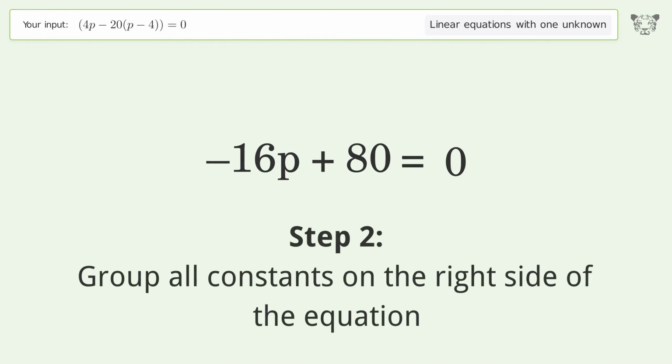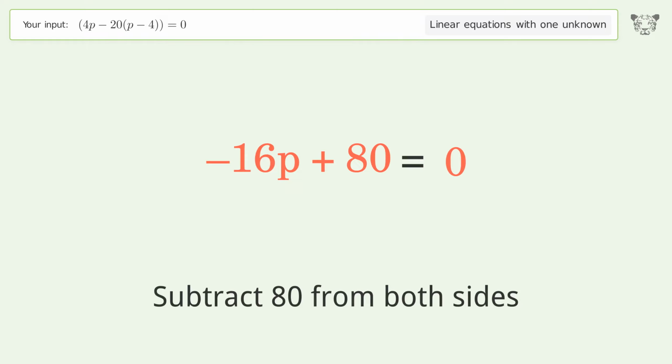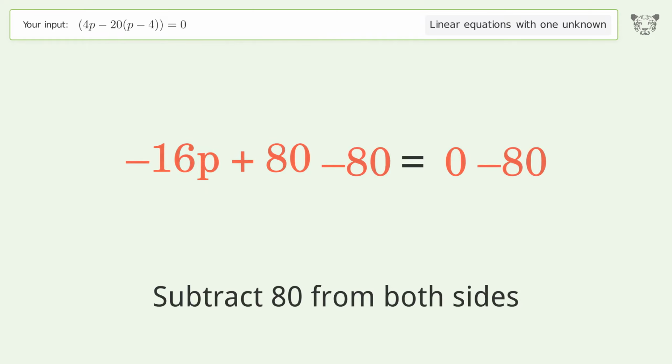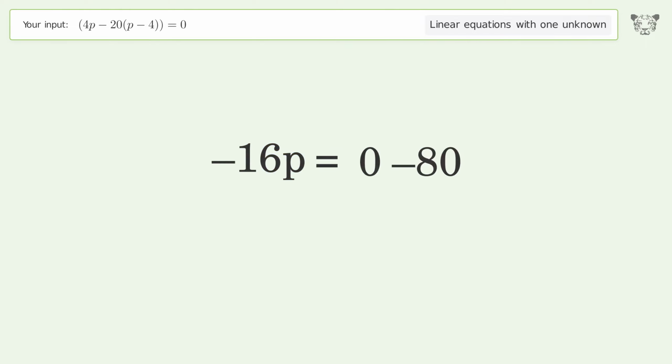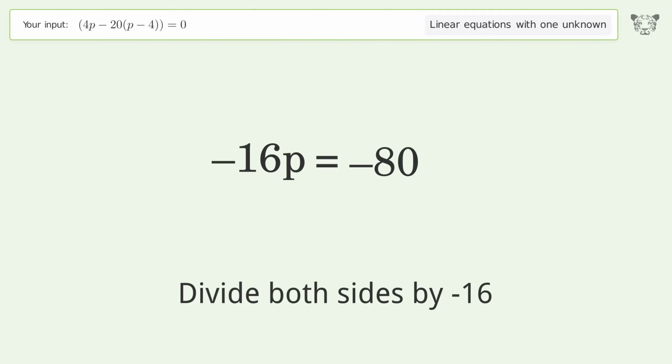Group all constants on the right side of the equation. Subtract 80 from both sides. Simplify the arithmetic. Isolate the p. Divide both sides by -16.